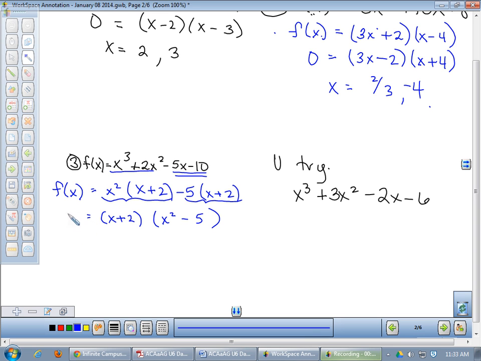Now, how do we use this to find the zeros? Well, when we look at the first factor here, it's pretty simple. We can just look at it and tell what would make this 0. Negative 2. But when we look at the second one, it's a little different. We know that we want this factor to equal 0. Is that hard to solve? No, you just move the 5 over. And so we get that x would be the positive or negative square root of 5.